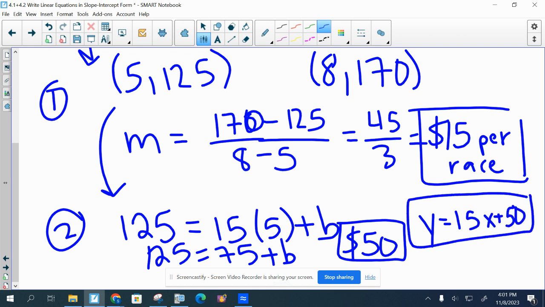Right, so that is how you write equations in slope-intercept form. And that is the end of this lesson.